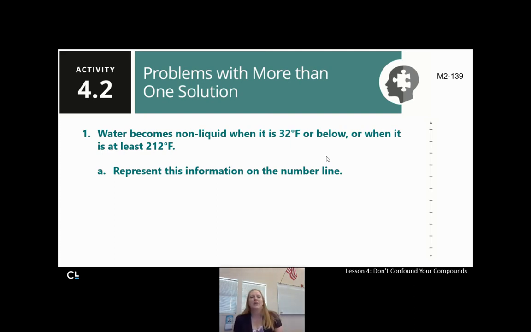So water typically is a liquid. However, water becomes non-liquid when it is 32 degrees Fahrenheit or below, or when it is at least 212 degrees Fahrenheit. So to start, can you represent that on a number line? You're going to need to put some numbers on your number line, but can you represent for me on a number line where water becomes non-liquid? And we wrote it up and down so it looks more like a thermometer to make it easier. Go ahead and hit pause, fill in your number line, and then hit play when you're ready to check your work.